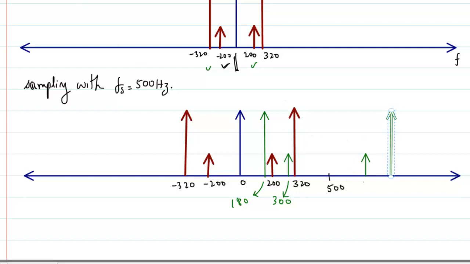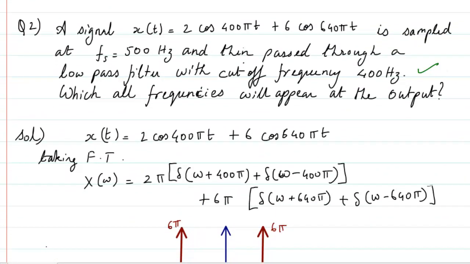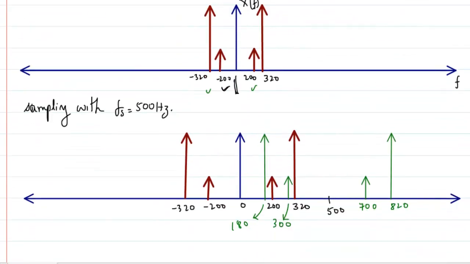Okay. Let me write those values. So this is going to be 700, and this is going to be 820. Okay, so this is what I have done by taking the spectrum at 500. Similarly, I can take the next spectrum at 2 times 500, which is 1000, but I'm not going to draw here because finally they have said that they want to filter it out at 400 hertz. So I'm not going to do that, but I have to do the other thing.